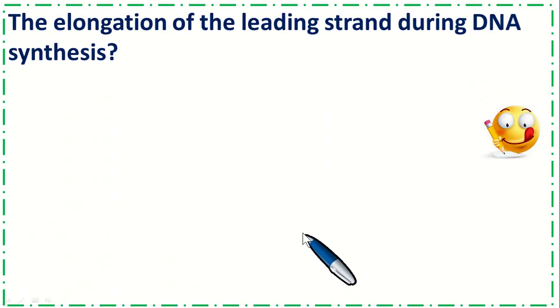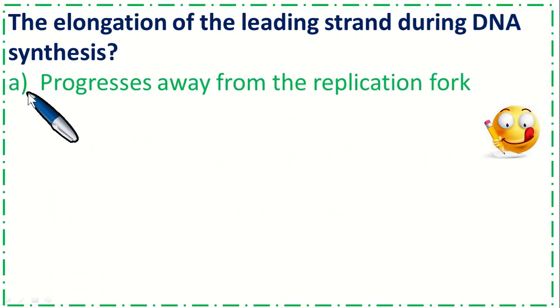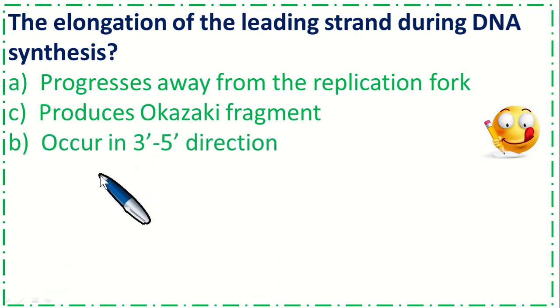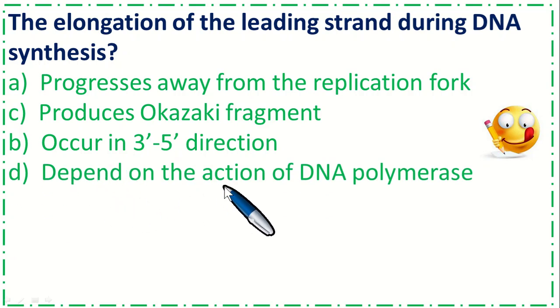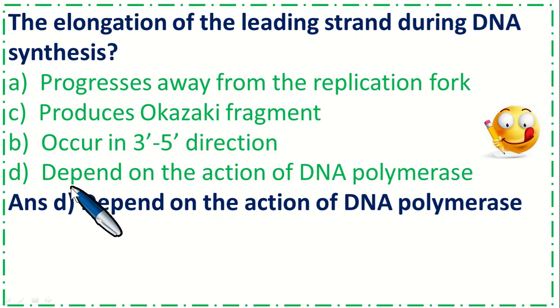Dear students, this is a very important MCQ. The elongation of the leading strand during DNA synthesis: option A progresses away from the replication fork, B produces Okazaki fragments, option C occurs in 3' to 5' direction, and option D depends on the action of DNA polymerase. So the correct option is D, depends on the action of DNA polymerase.